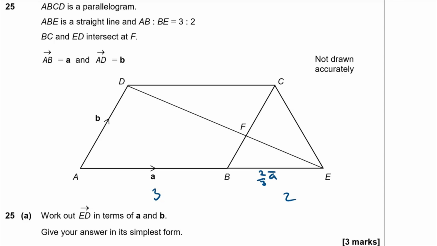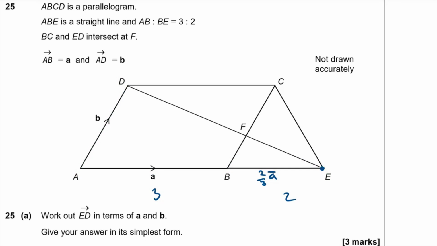It also says that BC and ED intersect at F. I'm sure we're going to have to use something to do with that a bit later on. But first off, we just need to work out the vector E to D. So here's E down here, and here's D up here. So with vectors, we need to go along routes that we know about. So from getting from E to D, I'm going to have to go this way along here and up there. Okay, that's the route I need to go.